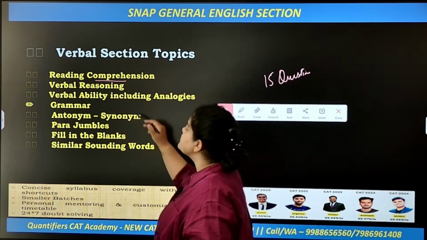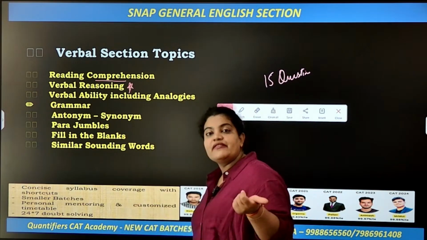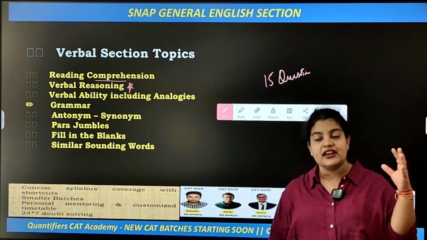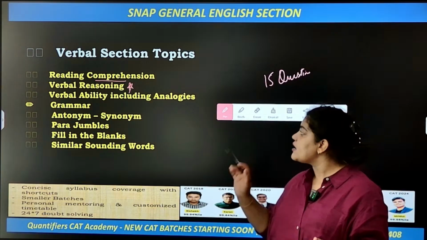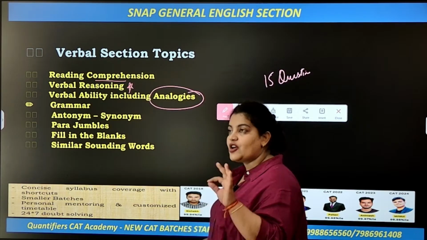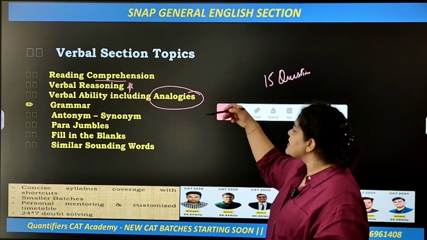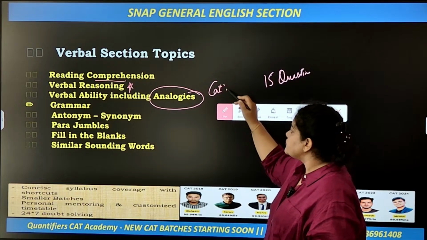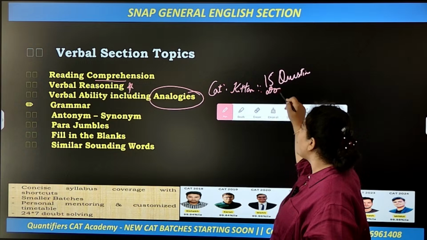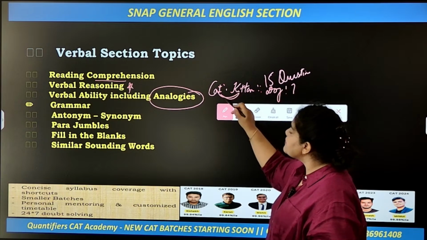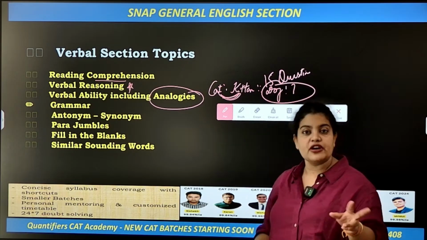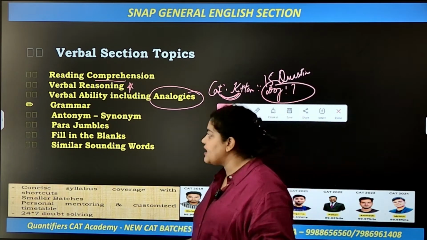Next up, I told you, is verbal reasoning, right? So in verbal reasoning you have implicit assumptions, assertion and reason, cause and effect, strong and weak arguments. So these are all part of it, right? Now verbal ability includes analogies, right? We'll be discussing these questions. For example, cat is to kitten as dog is to what? There is some relation between cat and kitten, and we need to figure out the similar relationship for dog, so puppy is the answer, right?